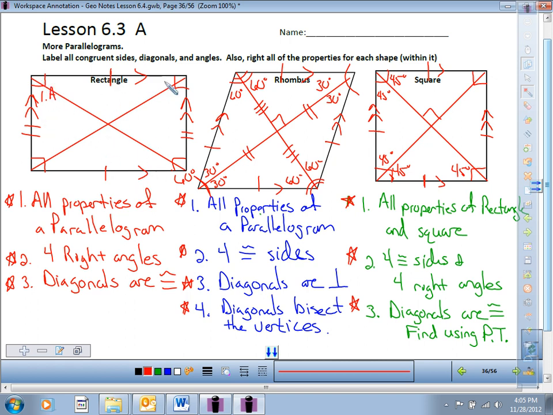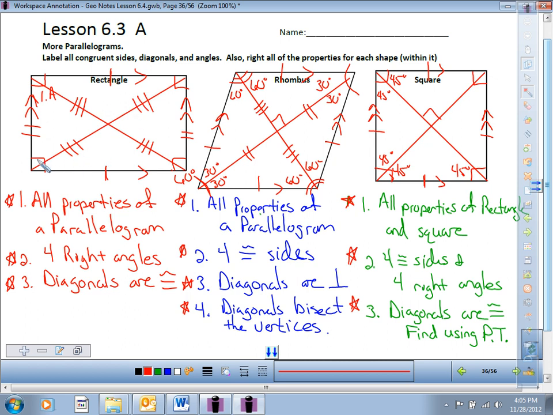On a rectangle, all four angles are 90 degrees. The diagonals are of equal length, and they are bisected. So this part equals this part, which equals this little part, which equals this little part. All right. The main properties that I want you to have is that, hey, all properties of a parallelogram. This is a parallelogram. Everything going on in a parallelogram is going on here.